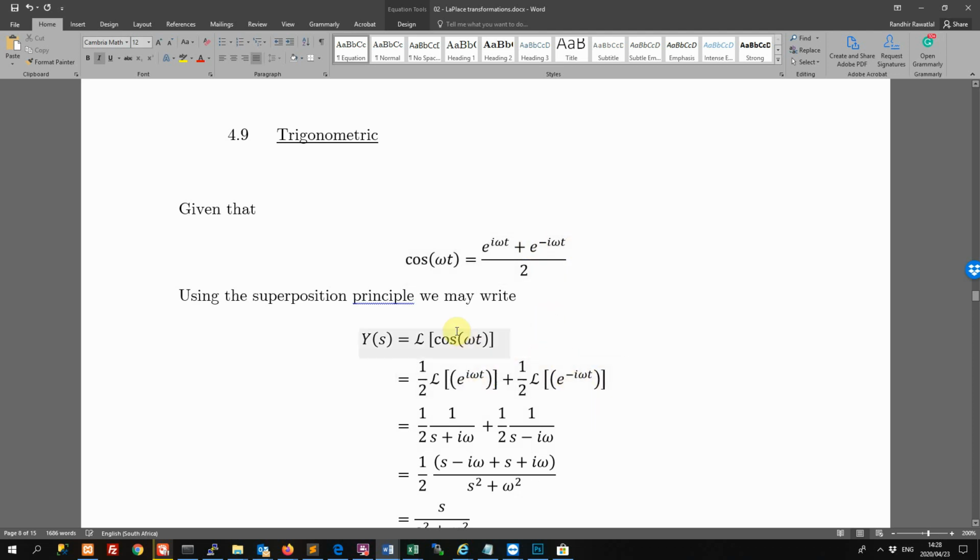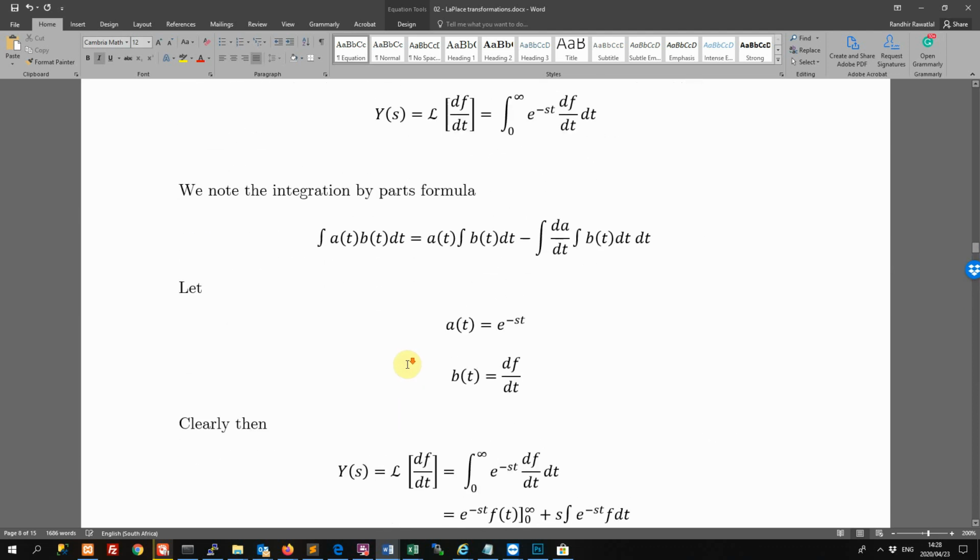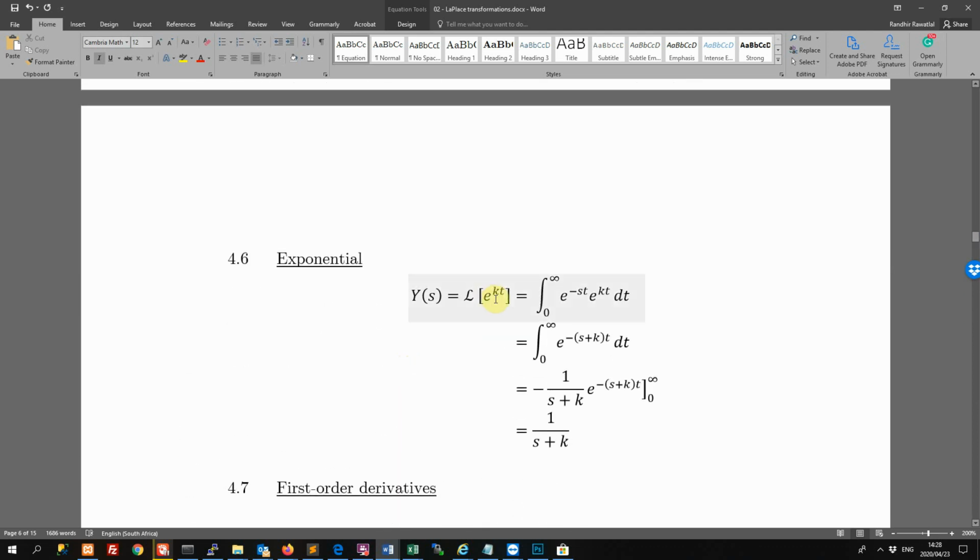So here, of course, we are using the property of linearity of the Laplace transform, and now we have already considered this. We've already looked at the Laplace transform of the exponential, right? We said here that the Laplace transform of an exponential with a constant for the variable was going to be 1 over s plus that constant.